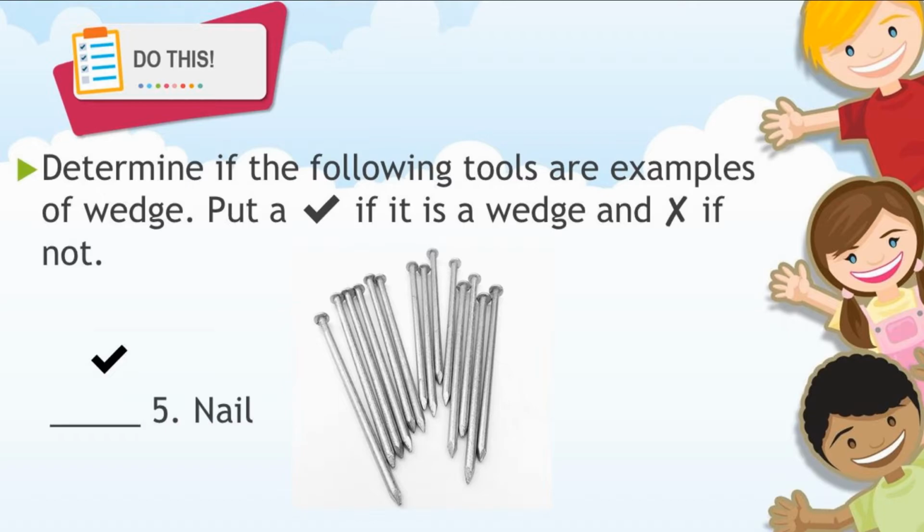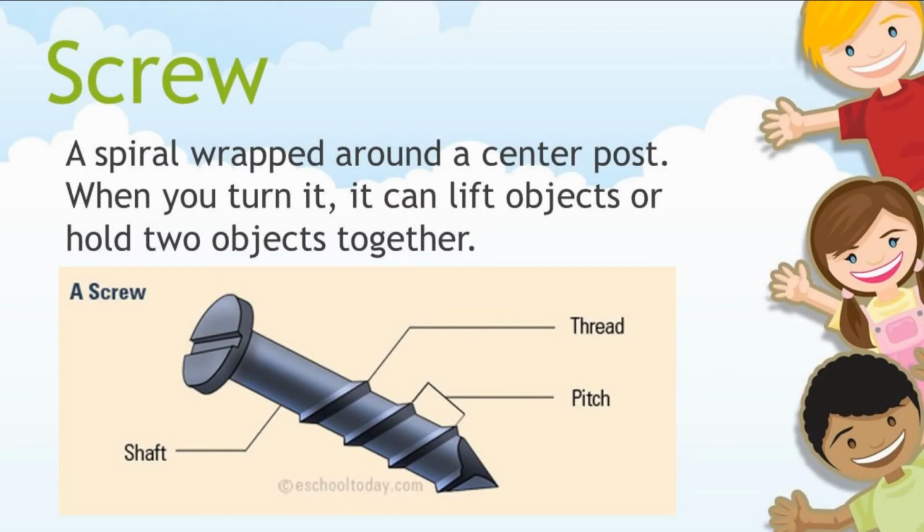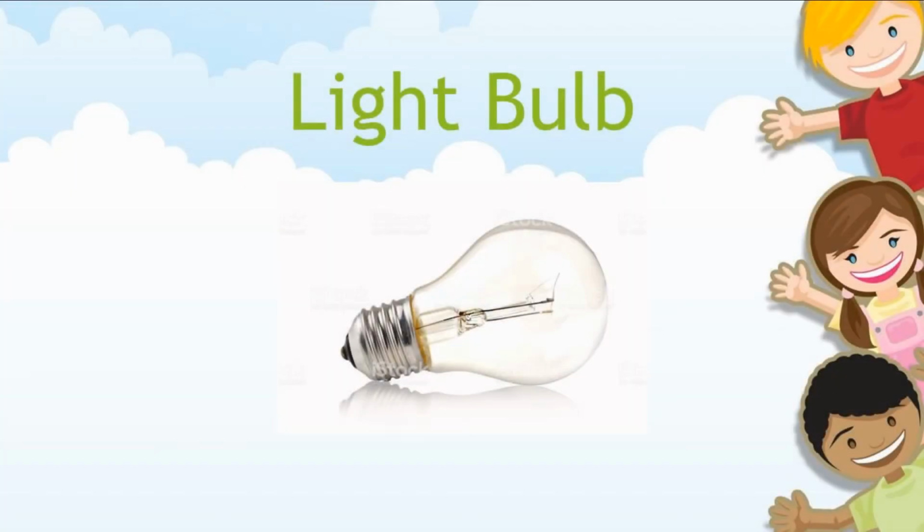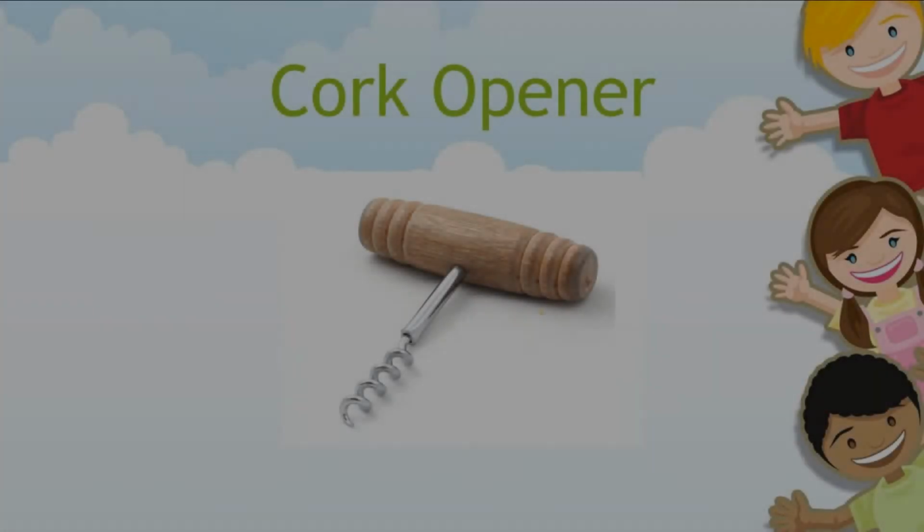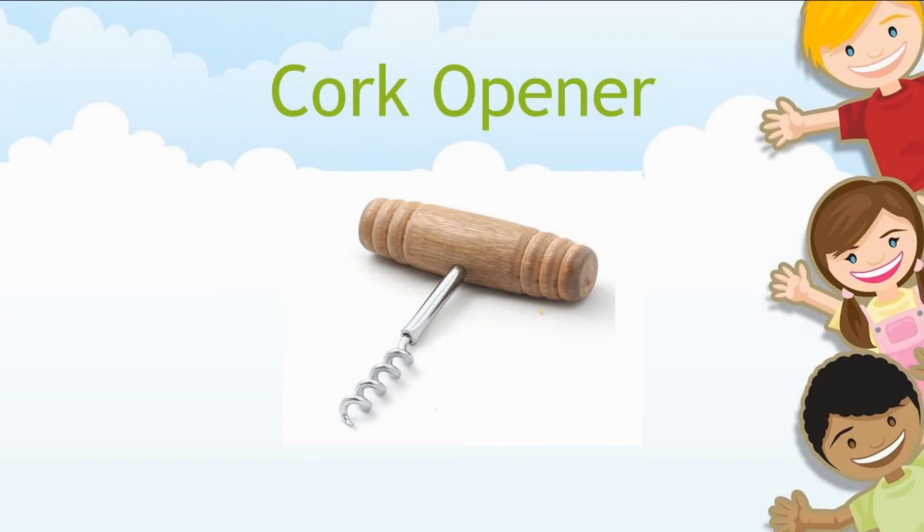Good job! Now let us move on to the fourth type of simple machine, a screw. It is a spiral wrapped around a center post. When you turn it, it can lift objects or hold two objects together. A screw has ridges around the shaft or cylinder, which is called a thread. Some good examples of screws are bolts, screws, bottle tops, light bulbs, and cork openers. Can you think of a screw device in your home?